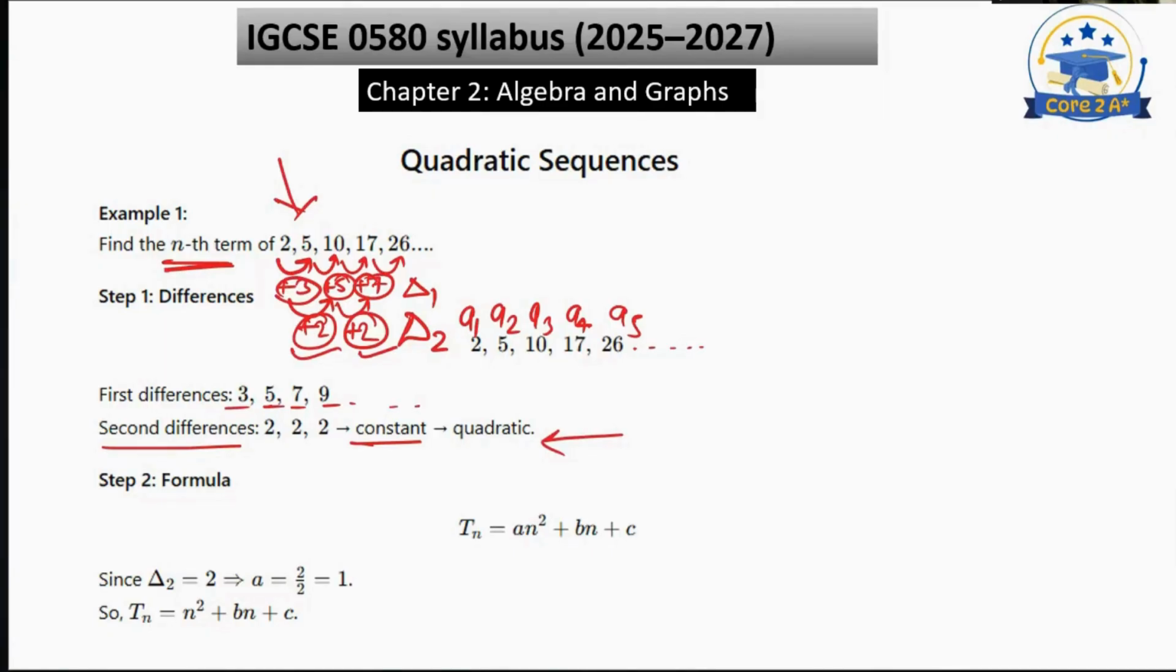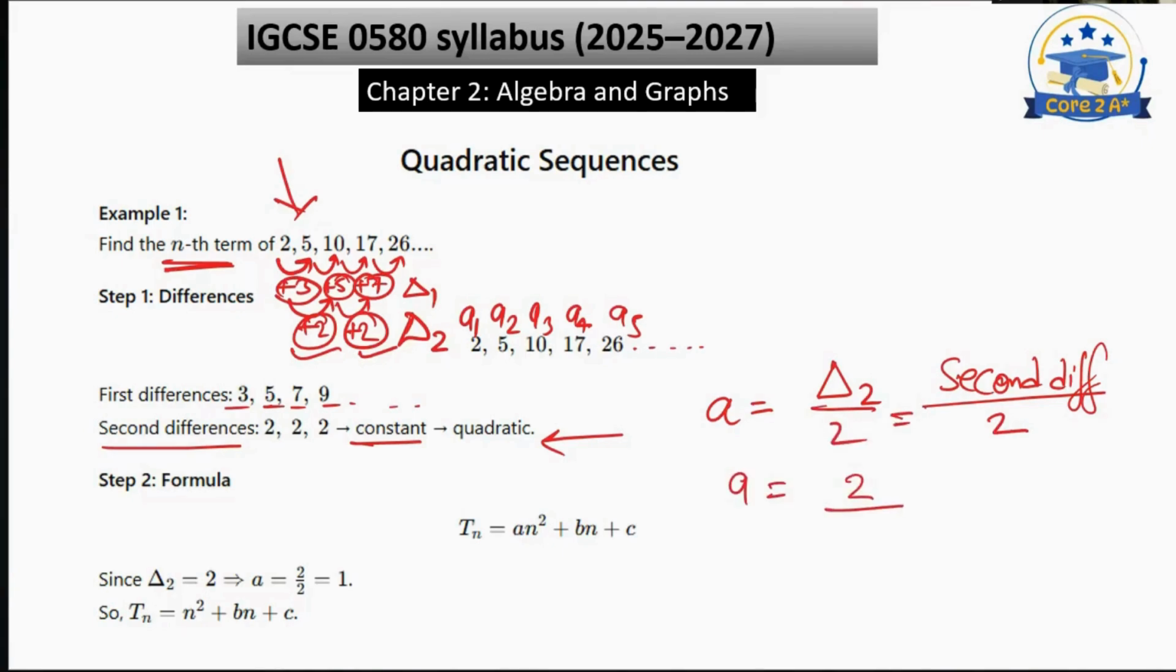Now first, we will find the value of a. How do we find it? A equals delta 2 divided by 2. Delta 2 is nothing but the constant second difference. Here we have the second difference 2, and 2 divided by 2 means a is 1. So first we get the value of a as 1.